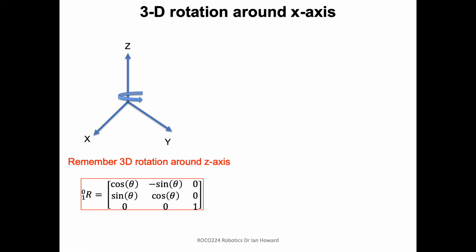So let's think about rotation matrices then. If we rotate around the z-axis, we end up with a transformation matrix which looks like this. Cos, minus sine, 0; sine, cos, 0; 0, 0, 1, so it has no effect on anything in z.